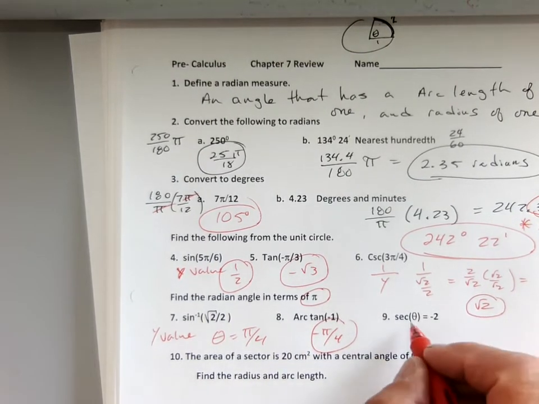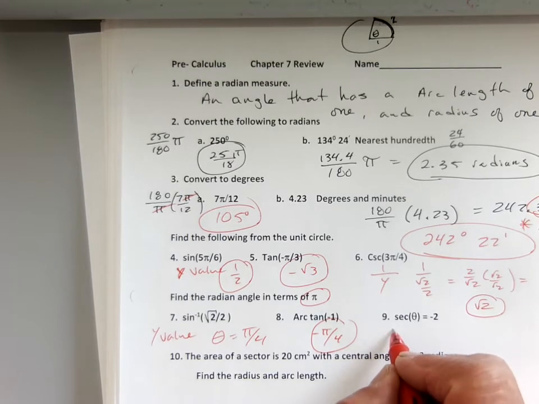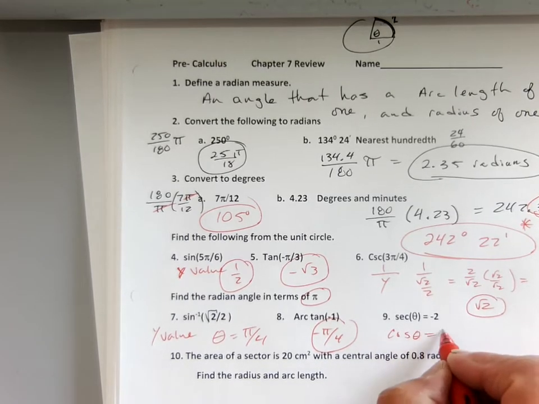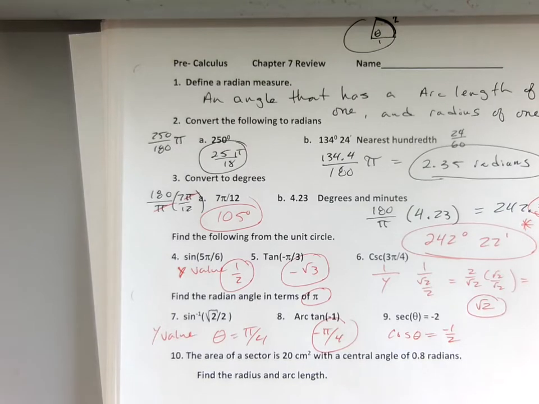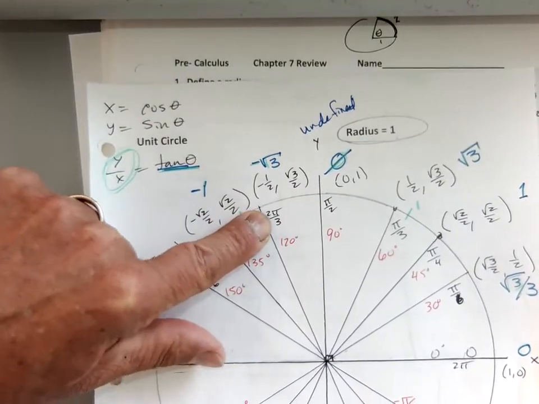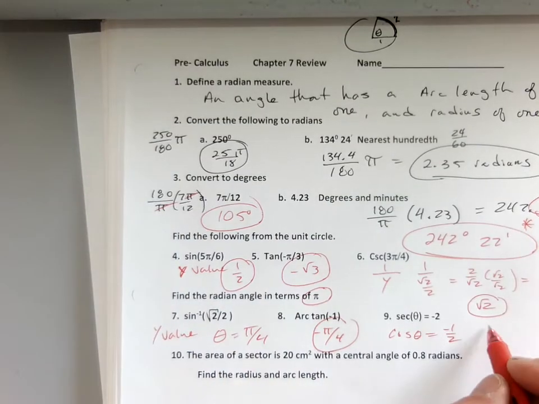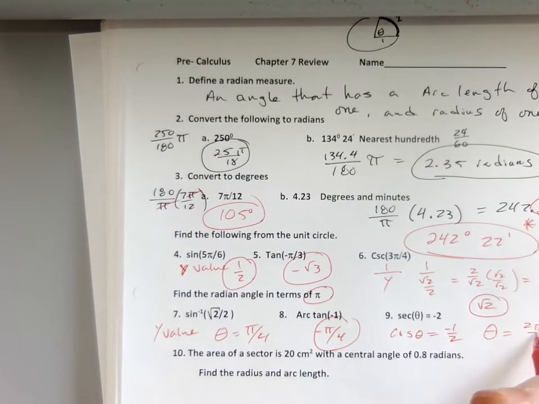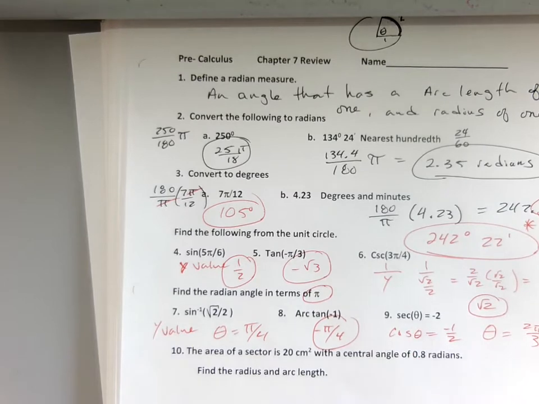Secant is not on the unit circle, but cosine is. So it's the same thing as cosine of theta equals -1/2. That is on the unit circle. -1/2 for cosine, the x value, is right here at 2 pi thirds. I just flipped that.